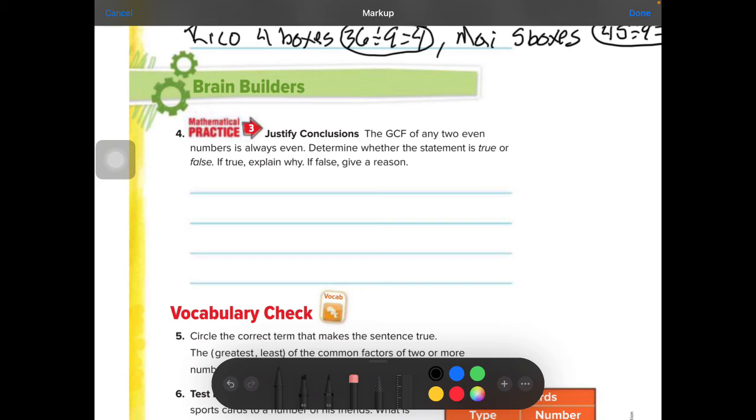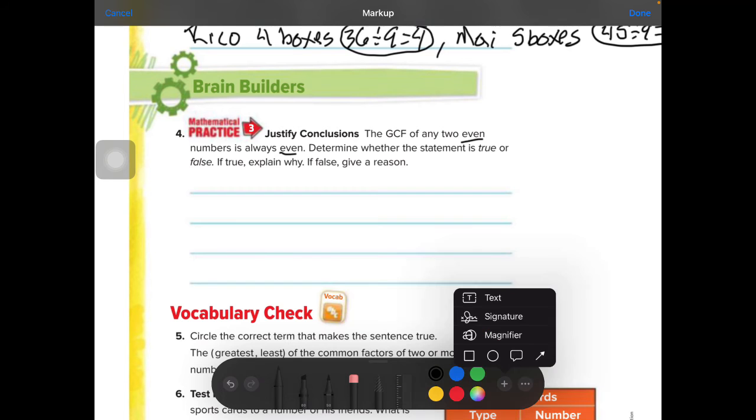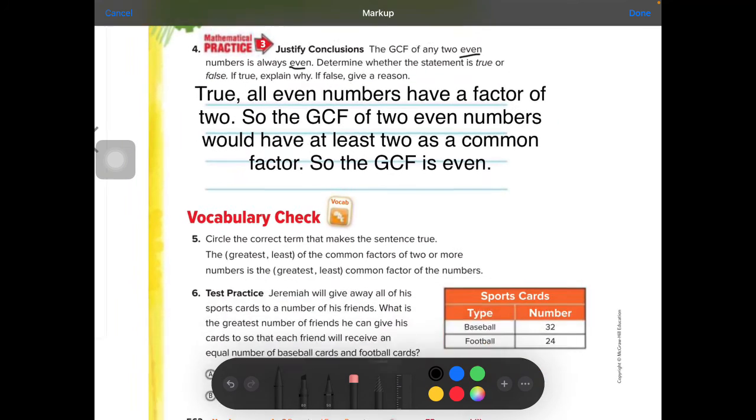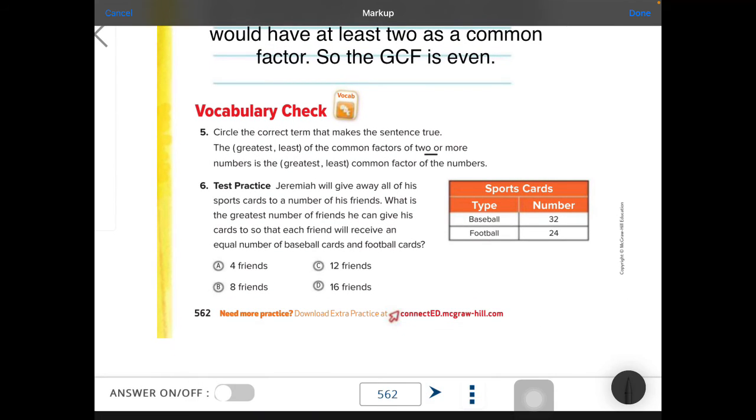Brain builders. Justify conclusions. The greatest common factor of any 2 even numbers is always even. Determine whether the statement is true or false. If true, explain why. If false, explain. Circle the correct term that makes the sentence true. The greatest of the common factors of 2 or more numbers is the greatest common factor of the numbers.